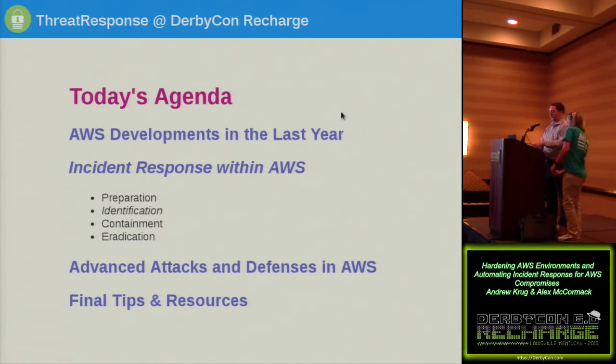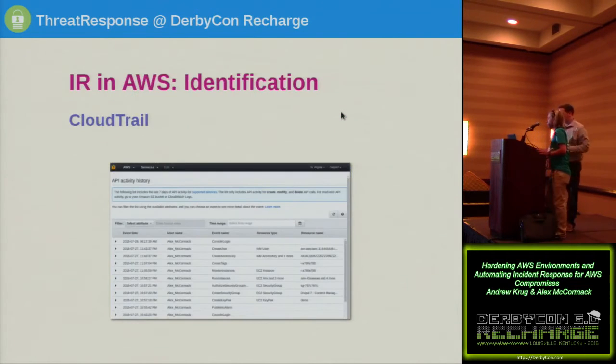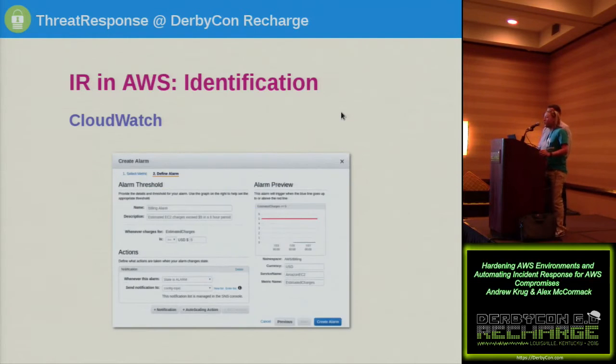Now we're going to talk about identification, like how do you know when you have been breached. One of the great ways to do that is just by auditing CloudTrail. Of course, if you have a really savvy attacker, they're probably going to disrupt logging, and that in and of itself is an artifact that you've been compromised. You can do that with CloudWatch metrics.